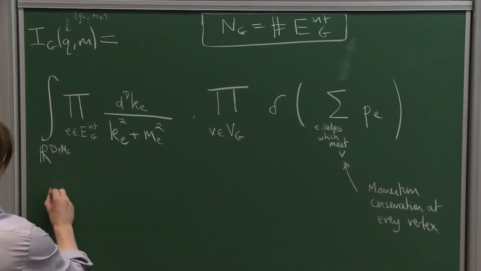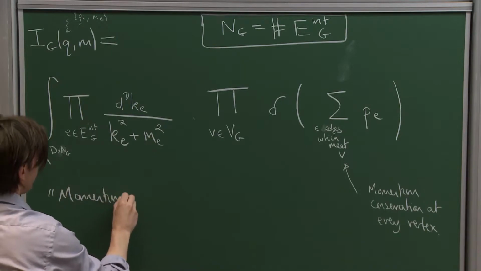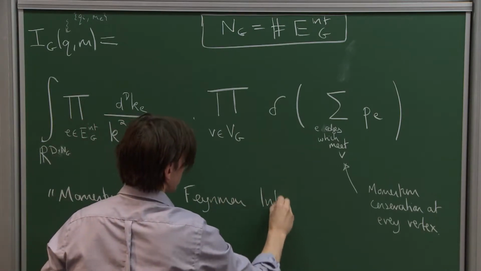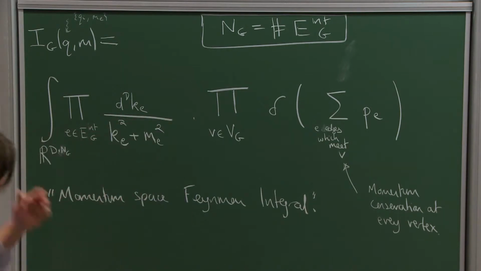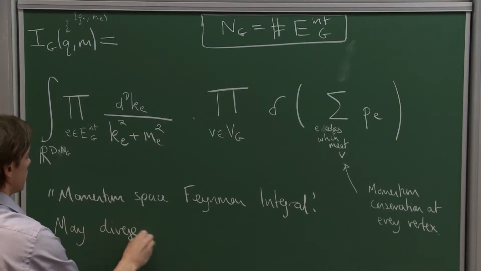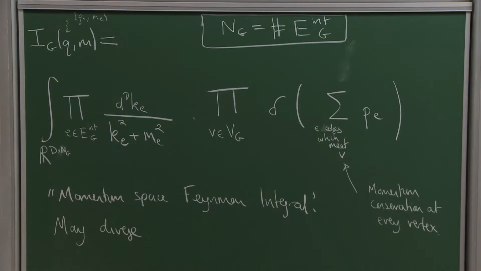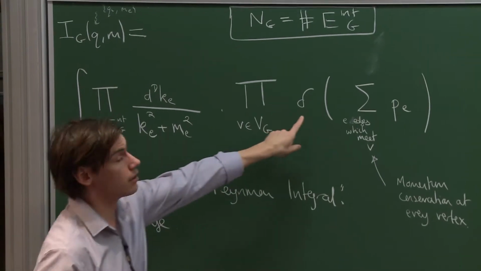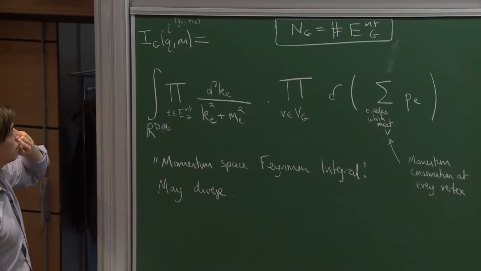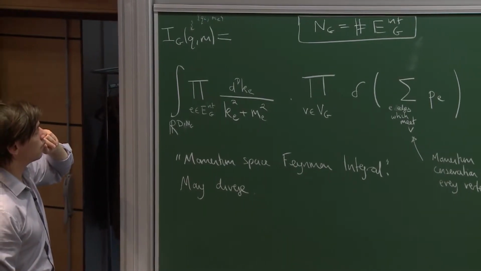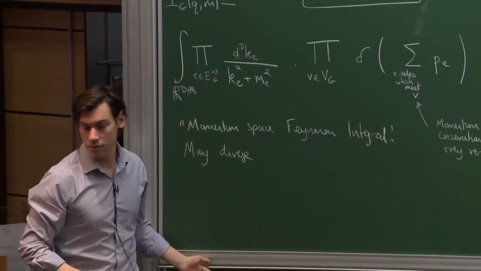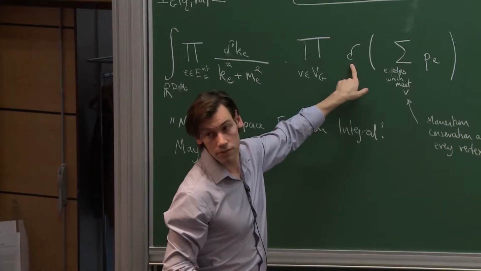Okay, so this, of course, is the momentum space Feynman integral, as it's most commonly seen. Of course, it doesn't necessarily make sense. It may diverge. Sorry? A small d. Oh, this is delta function. D? It's Lebesgue measure in d dimensions. Oh, here, d. Oh, sorry, d as in, yeah. And the delta is the Dirac delta function.